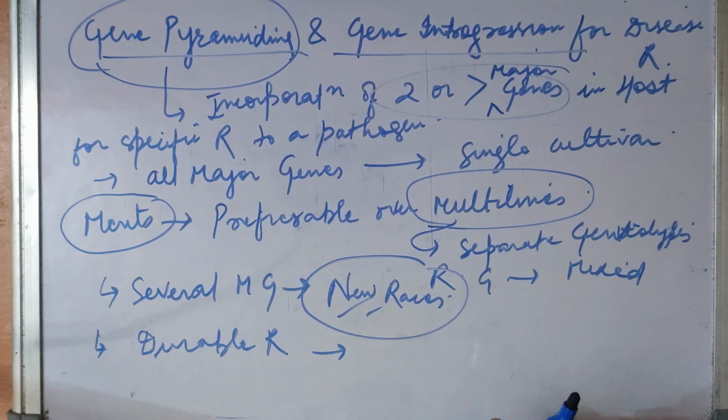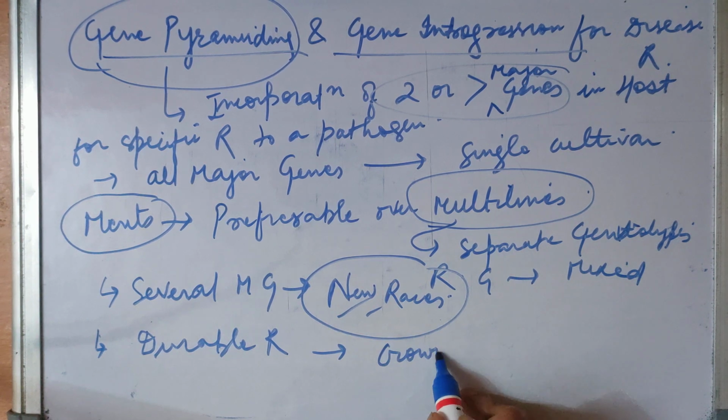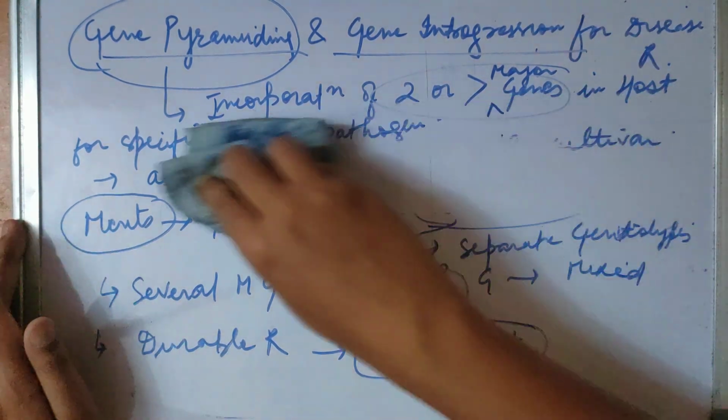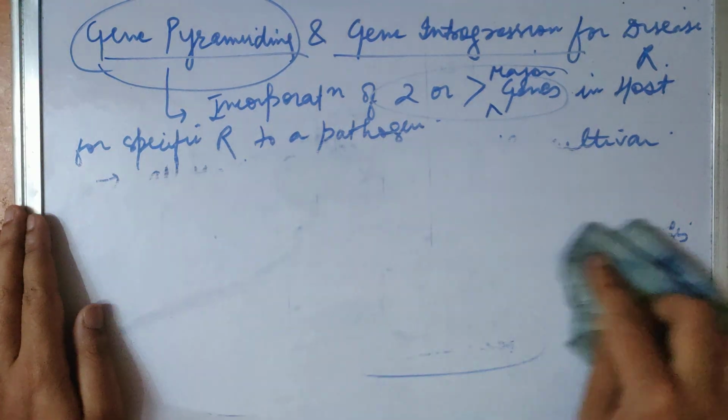It has been used nicely against crown rust. So these were the merits. Now moving to the demerits of gene pyramiding.